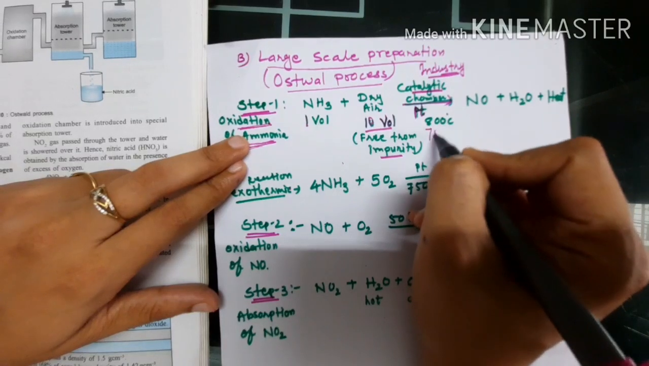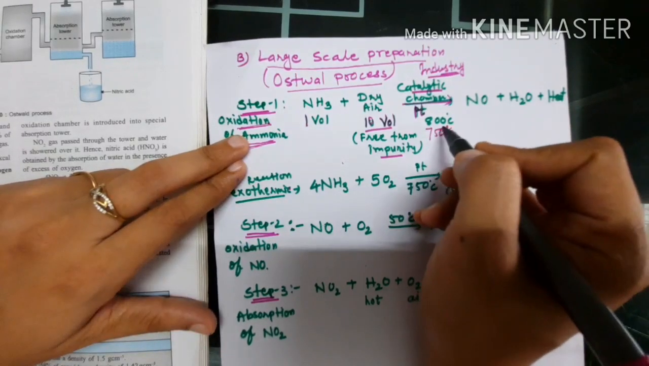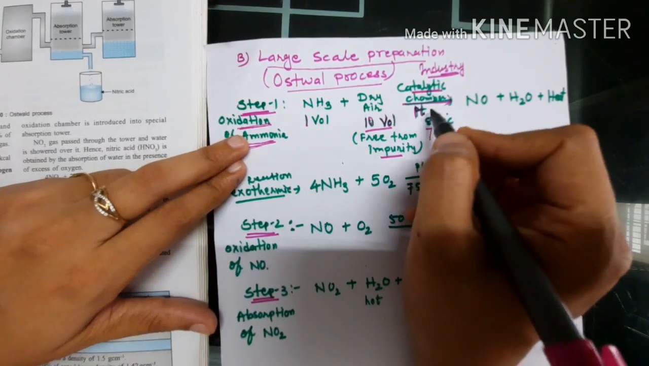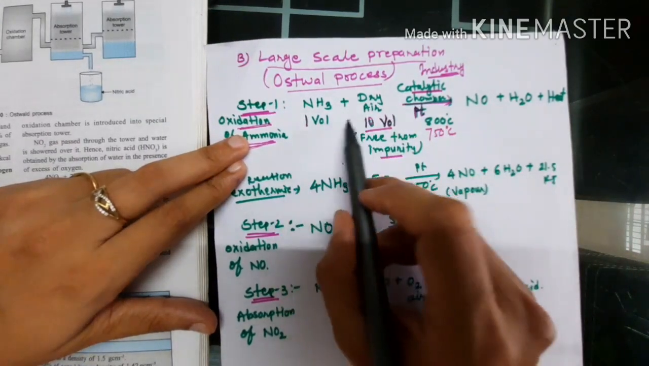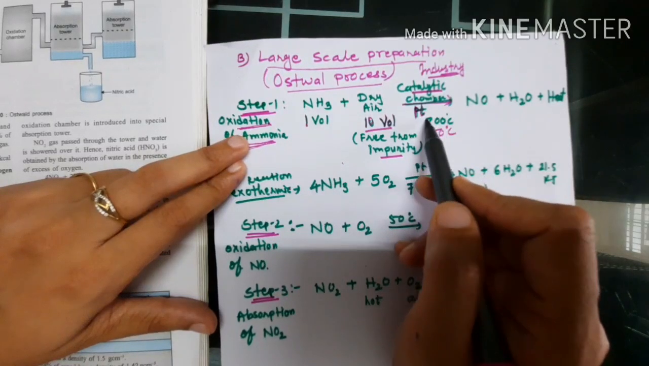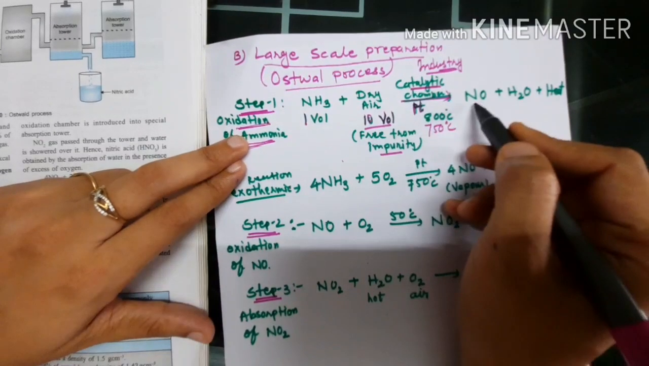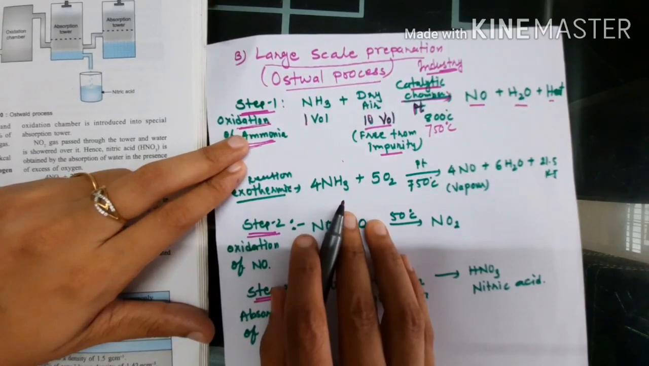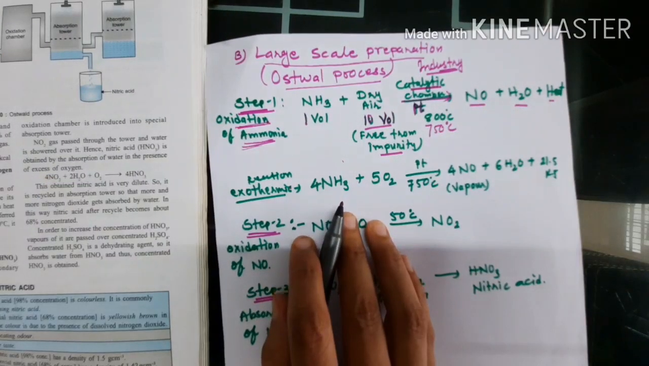In the catalytic chamber, at 800 or around 750 degrees; in your textbook it is given as 750. So we need to apply a temperature of 750 degrees centigrade, and both reactants pass over the platinum and convert into nitrogen monoxide and water, and a large amount of heat will be produced.